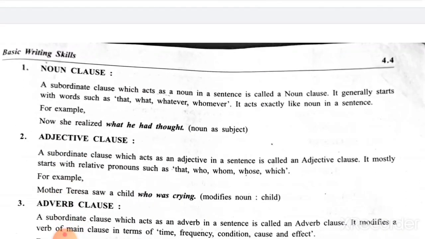This is simple. Noun clause, okay, that is a subordinate clause which acts as a noun in a sentence is called noun clause. It generally starts with words such as that, what, whatever, whomever. It acts extremely like noun in a sentence. For example, now she realized what he had thought. Okay, so what he had thought, that is noun clause, because here it is what as per the definition.